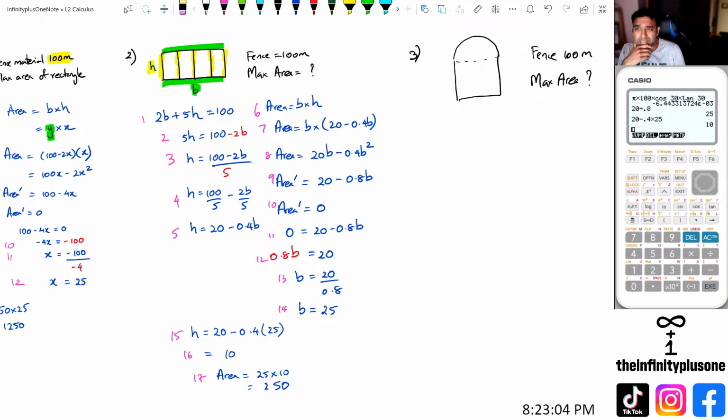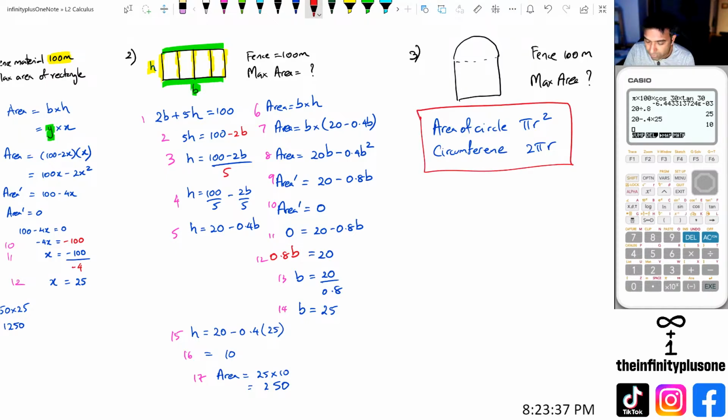What you will notice is that with optimization, the challenge is not the actual differentiation part. It is just coming up with the main equation. Once you come up with the main equation, everything else becomes really easy. Now, for this question, I'm going to give you a couple of hints. First off, area of circle is pi r squared, and circumference of circle is 2 pi r.